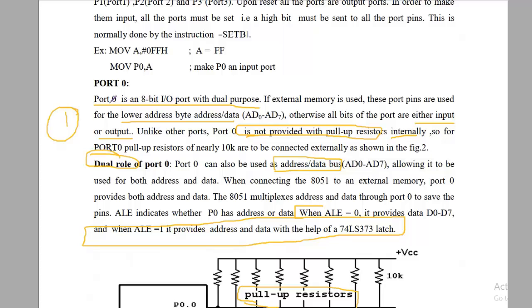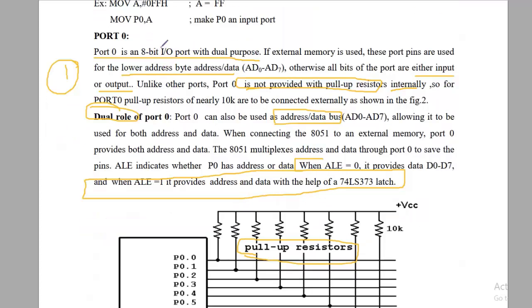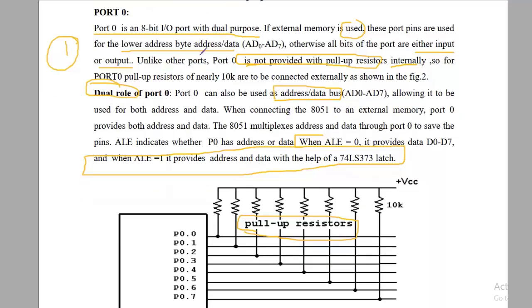So let's talk about port 0 first. Port 0 is an 8-bit input output dual purpose port, so basically it has two roles. If external memory is used, then these port pins are used for the lower address byte and data. If external memory is not used, then all the bits of the port are either input or output.